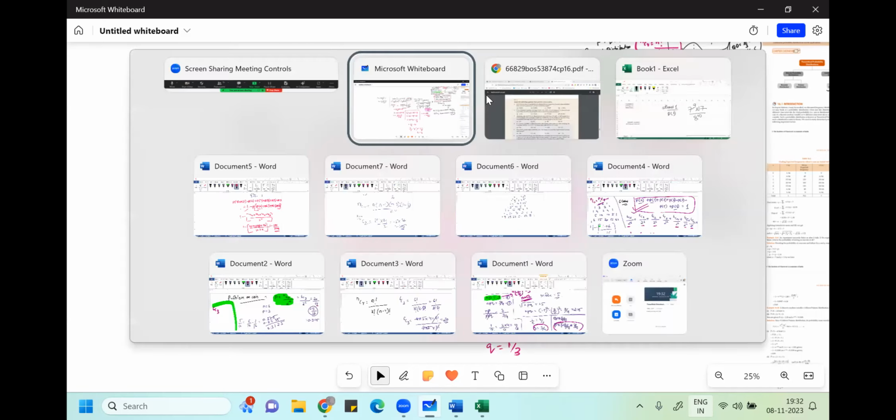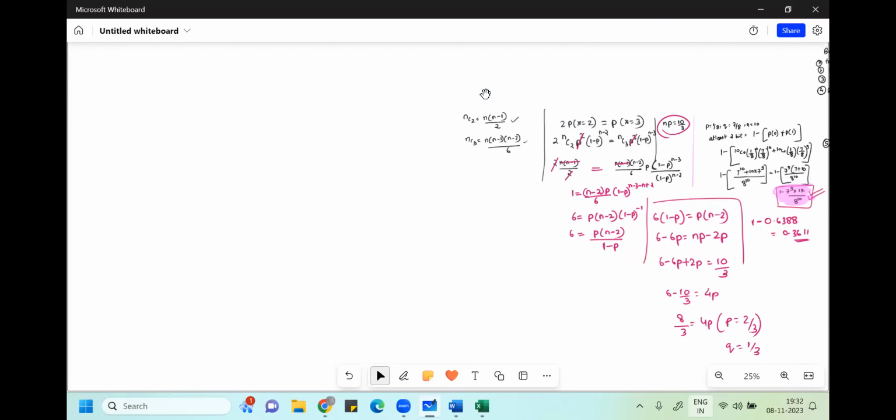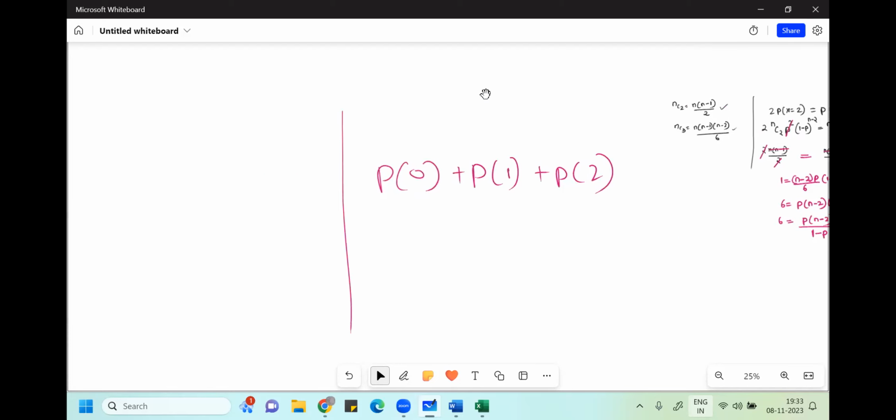What else? Part A and B in the problem. What do they want? What would be the probability that X assumes at most the value 2? They're asking you at most the value 2. So at most 2 means 0 plus 1 plus 2. At most 2. What is n here? n, I don't know, no? What is n? No problem. I know n into p is 10 by 3, correct?